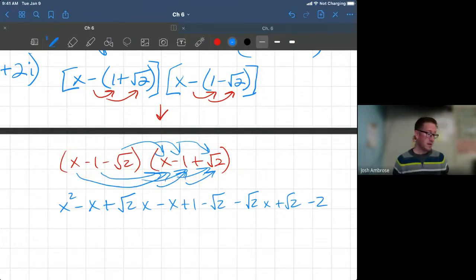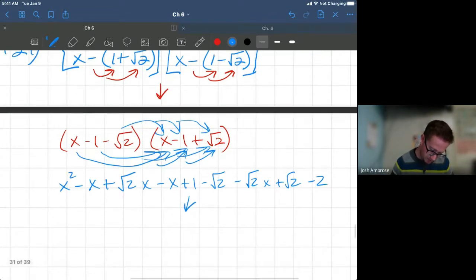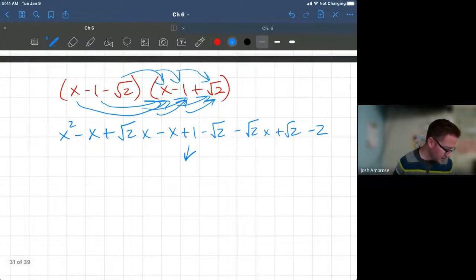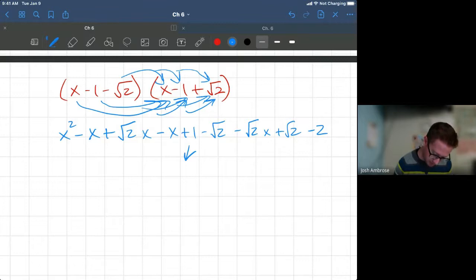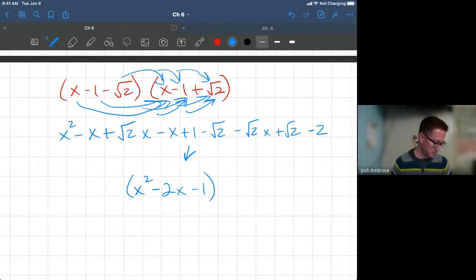Okay, now we need to combine like terms. We need to cut out the terms that cross each other out. And this will now drop down, and I'll show you what that looks like. Okay, all of this crazy mess that you're looking at right here will simplify down into this: x squared minus 2x minus 1. Unbelievable, right?